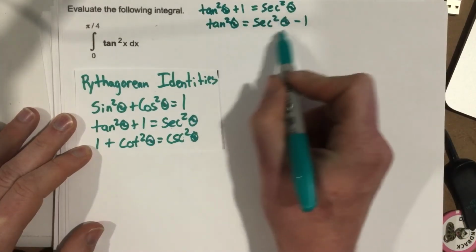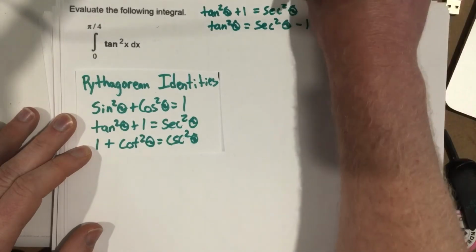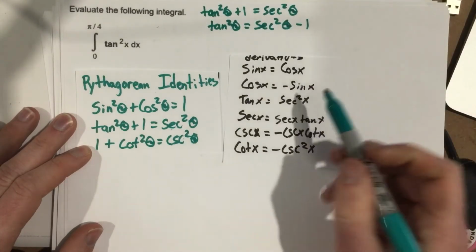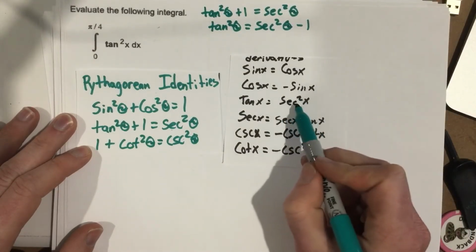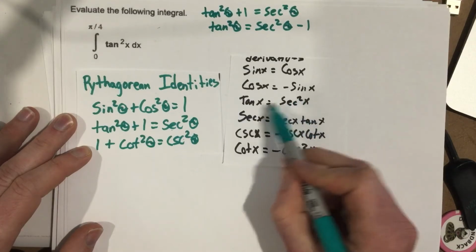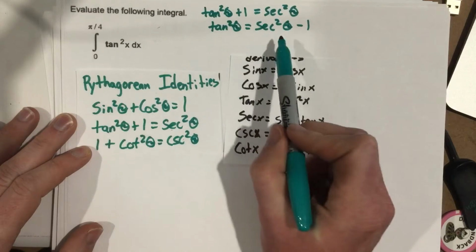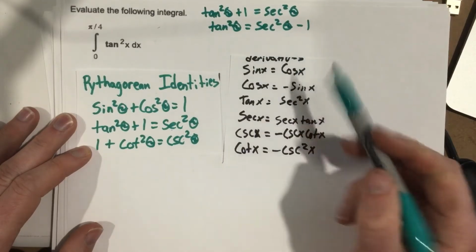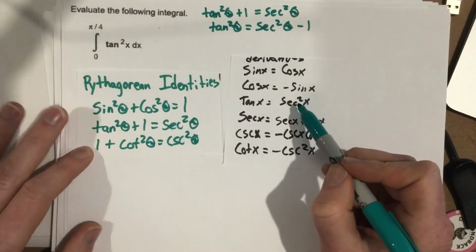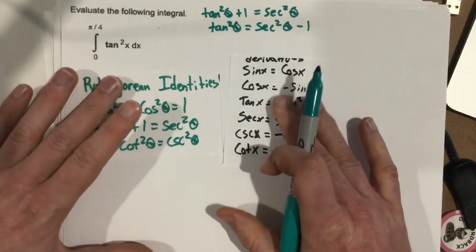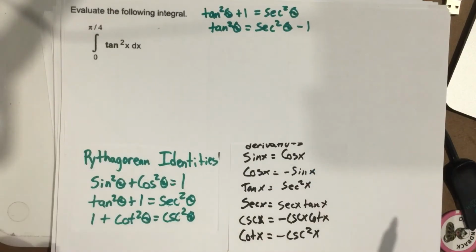We can use this to our advantage because, like I said, with our derivatives, we have secant squared. The antiderivative of secant squared is tangent x, so we can actually find that. So if we can convert this into secant squared theta minus 1, we can use this antiderivative. And that's how we start the problem. So I'll hold those down at the bottom.